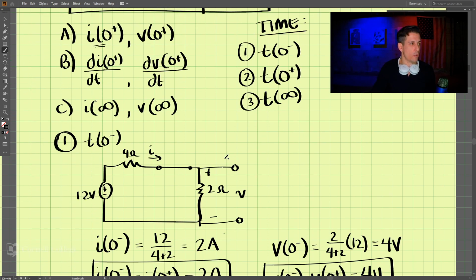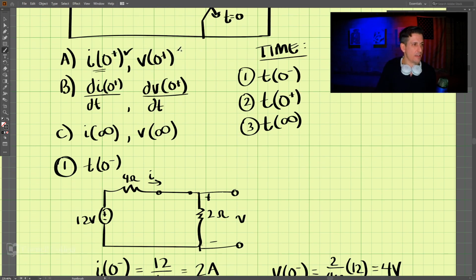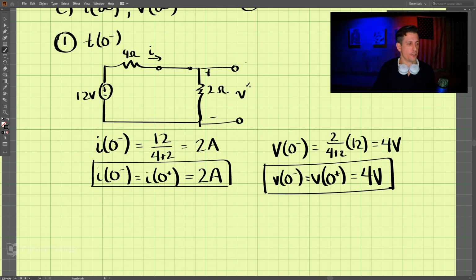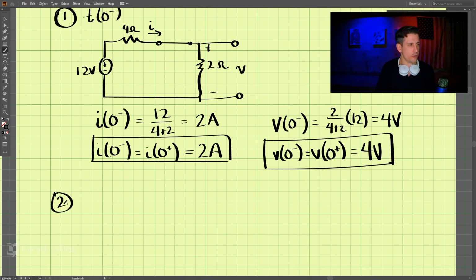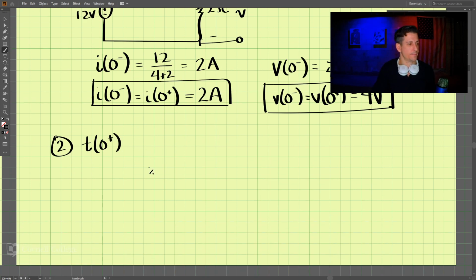Okay, so that is our part A that we have done. Now let's work on part B, and we'll draw circuit number 2. Circuit number 2 is at t = 0+. In this circuit, we have our resistor. Let's draw our voltage source. And we have this open circuit now.